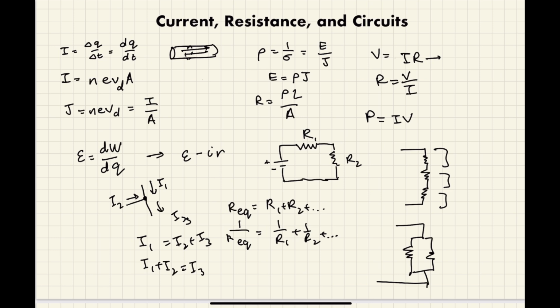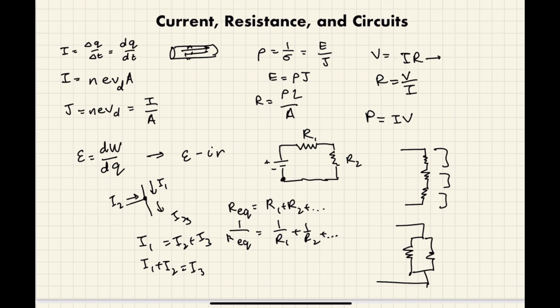Then we have the loop rule, which is about voltages, not currents. It says that the sum of the changes in potential encountered in a complete traversal of any loop in a circuit must be 0. In other words, if you start at any point in a circuit and go a complete loop, the net voltage, or the sum of the voltage drops and gains, would be equal to 0. So if we use this example here, let's start down here and go clockwise.